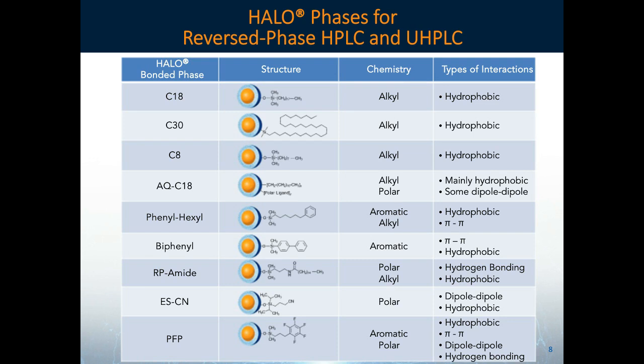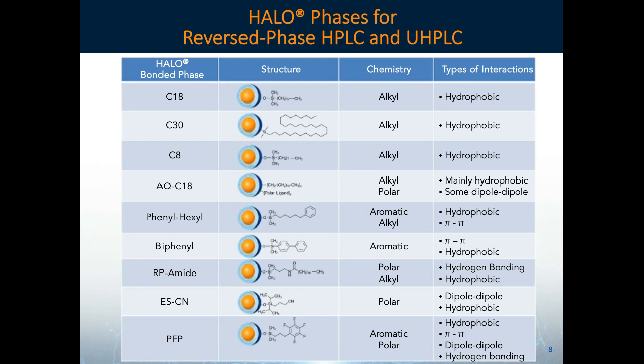So next I'd like to talk about the Halo phases for reverse phase HPLC and UHPLC. This is a table listing the Halo bonded phase, its structure, the chemistry, and the types of interactions. For the first three, C18, C30, and C8, these are all in the alkyl chemistry family, and they all have hydrophobic interactions. For AQ-C18, the chemistry here is both alkyl and polar characteristics, and so we have mainly hydrophobic interactions and some dipole-dipole interactions.